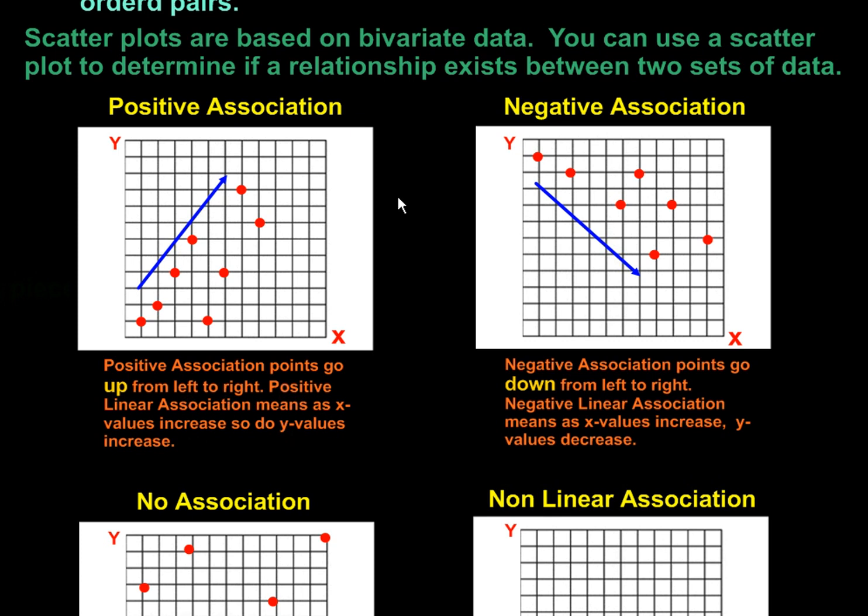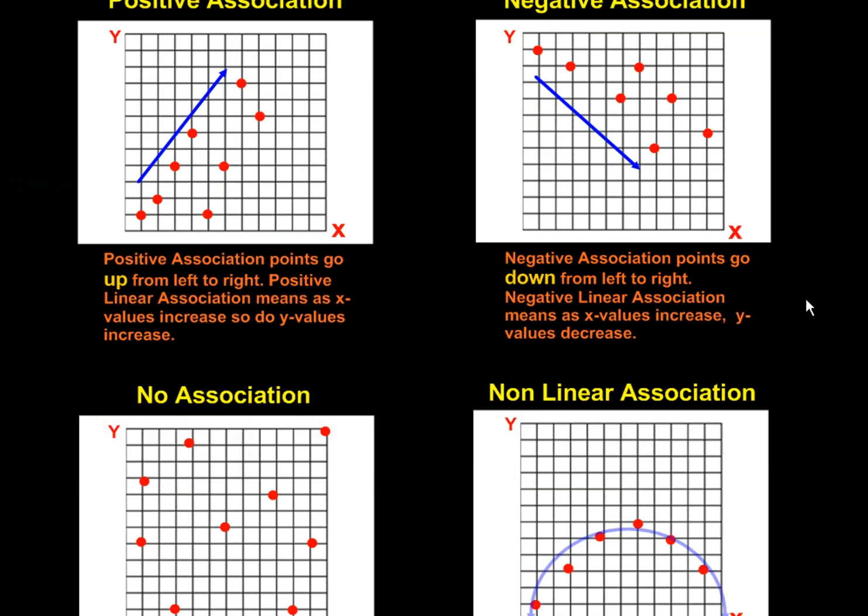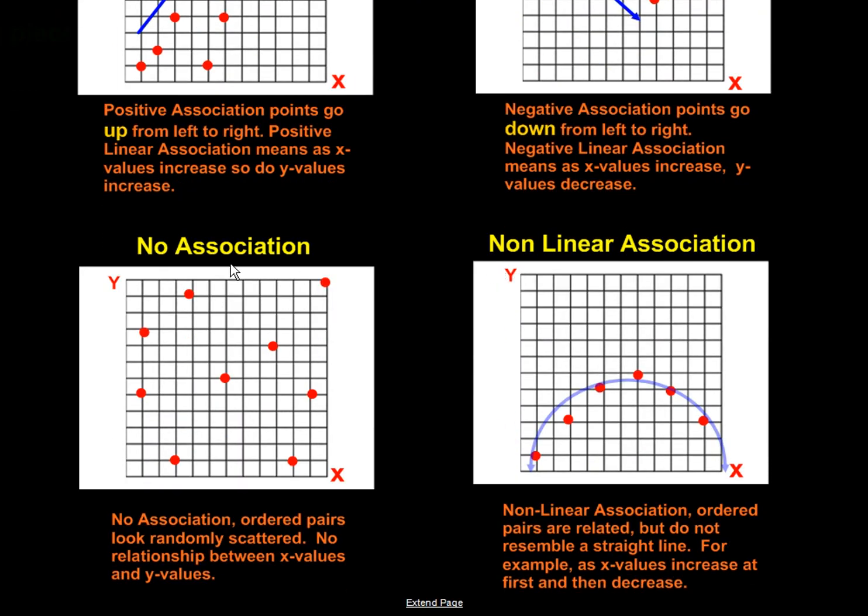You could have a negative association, which simply means that the data points are moving from left to right in a downward direction. And it says negative association: points go down from left to right. Negative linear association means as x values increase, y values decrease. You can also have no association. No association, or ordered pairs, look randomly scattered. No relationship between x and y values, so they're just all over the place and there's no pattern to it.